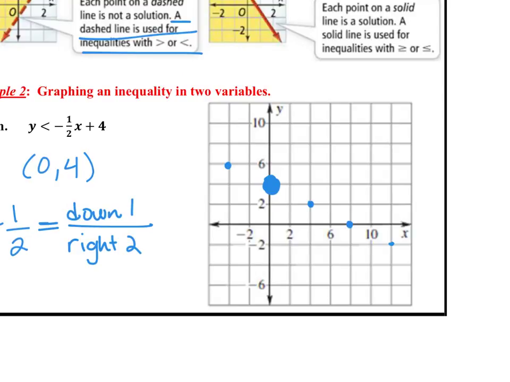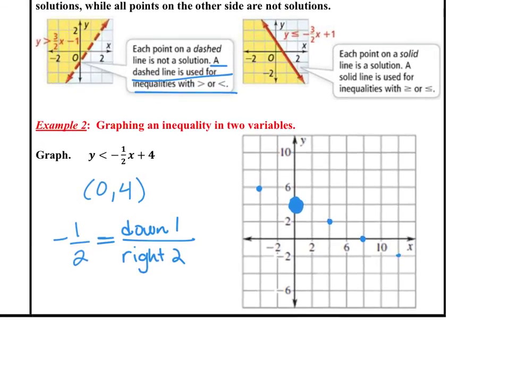Oh wait, should we have a solid or a dashed line? Dashed, because it's less than. So it's a dashed line because it's less than.